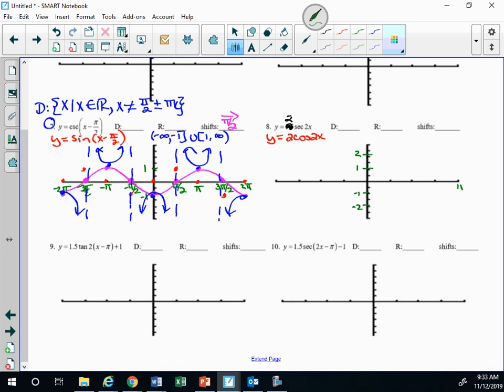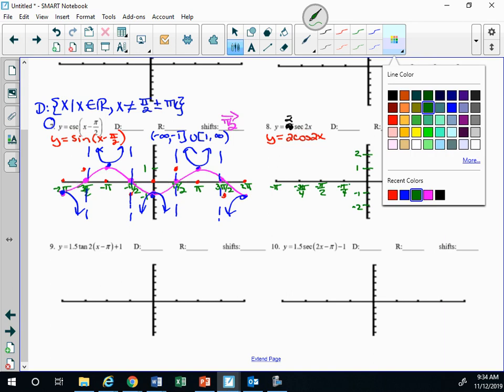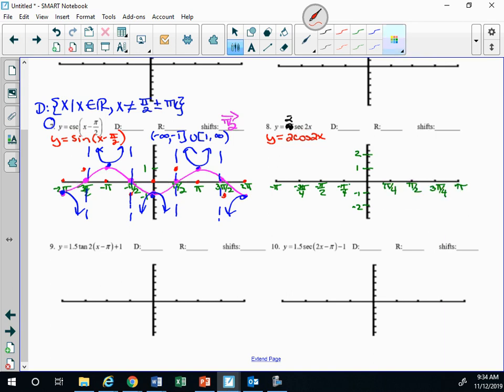All right, guys, are we okay with the period being pi? Are you starting to just kind of know the labels? A little bit, some of them? Okay. Pi over 4, pi over 2, 3 pi over 4, and pi. All right, so parent graph stretched by 2.